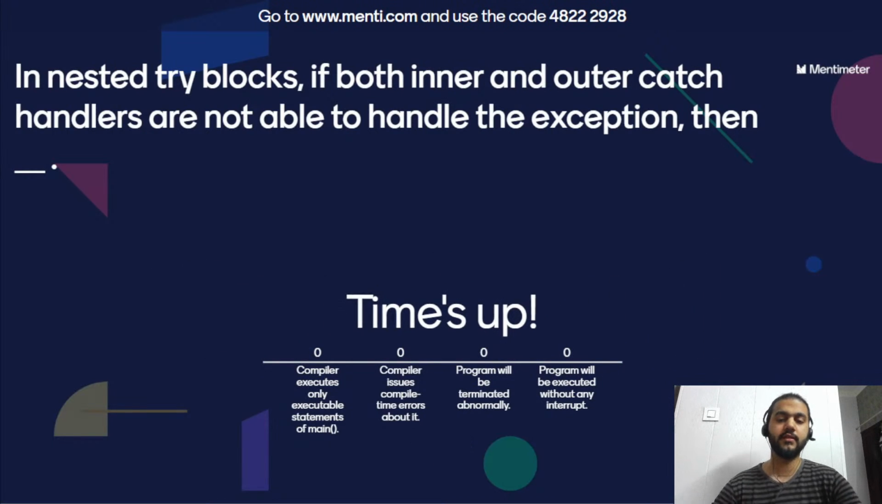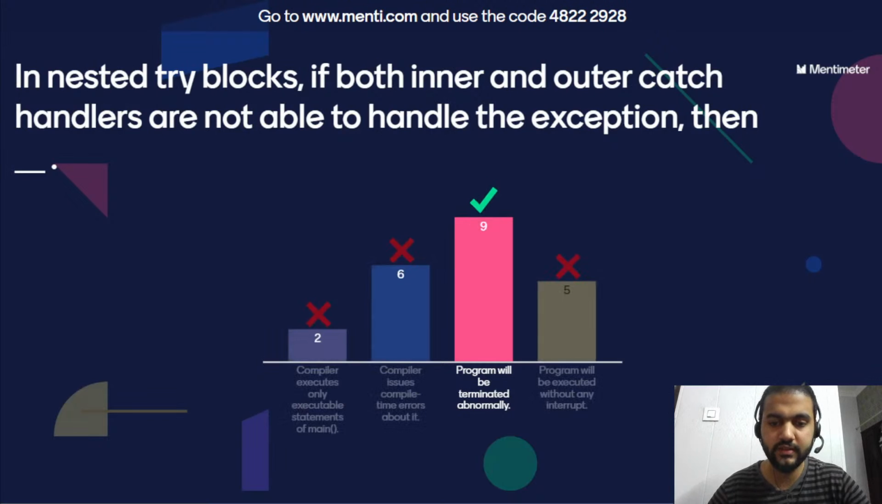Alright, time's up, guys. Let's have a look. Option C. Very well, guys. Majority has given the right answer. So if no inner outer catch handler is available to handle the exception, then as usual the program will show abnormal behavior.